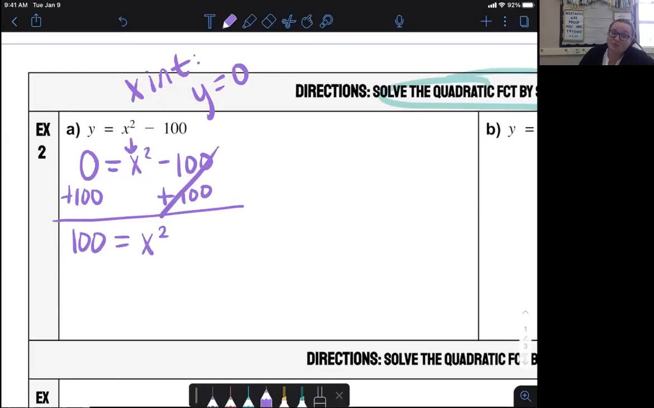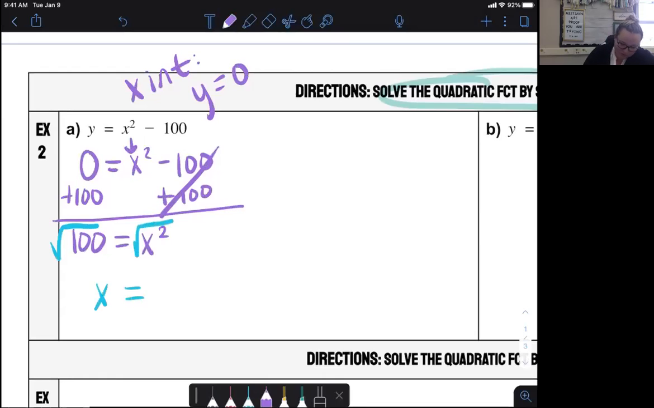Well, now I need to find a way to isolate x even further. Well, x is being squared. So what is the opposite of squaring something? How do I undo something being squared? I take the square root. So I take the square root of both sides. Well, the square root of x squared would simply be x equals.